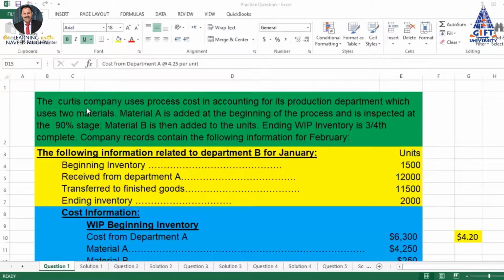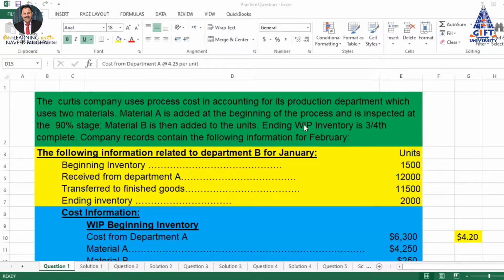Here we have the exercise. Curtis Company uses process costing in accounting for its production department, which uses two materials. I have taken two materials so that I can explain one that is added at the start and one that is added at the end, or you may say at the completion. That's why I have to explain all these facts, so that you can understand it better.